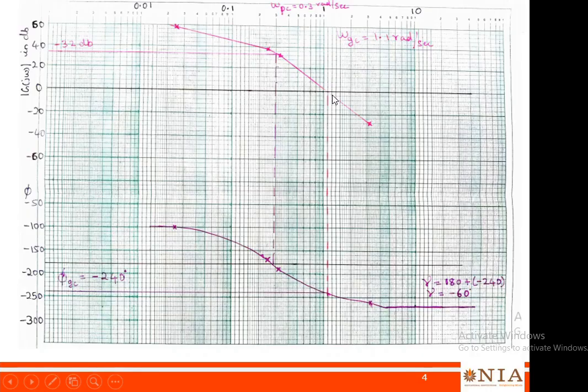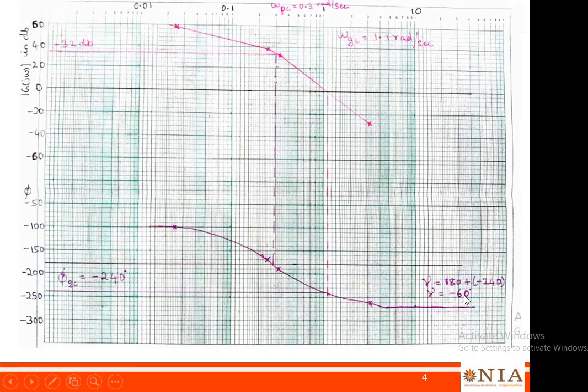So for phase margin, we have to start from omega GC. So omega GC is 1.1 radians per second, am I right? So the phase corresponding to this 1.1 radians per second, if you come and hit the phase plot and see, the phase is minus 240. This minus 240 is the phase corresponding to 1.1 radians per second, that is omega GC. So phi GC is minus 240. Your phase margin is 180 degree plus phi GC. So you got phase margin as minus 60 degree.